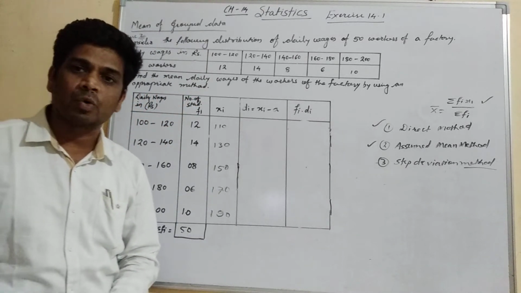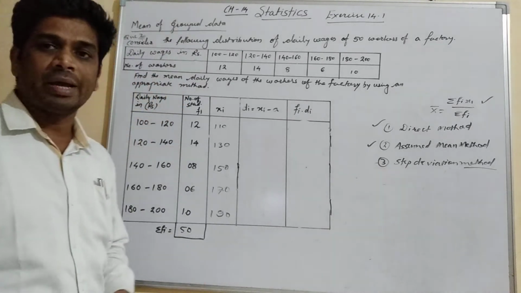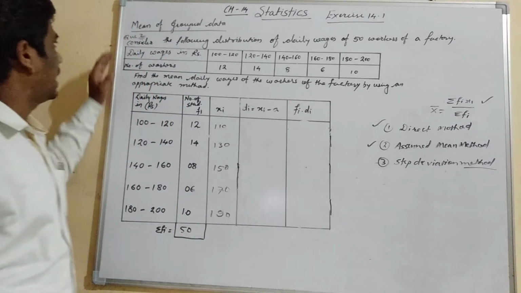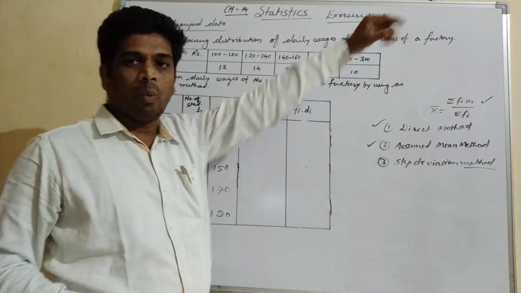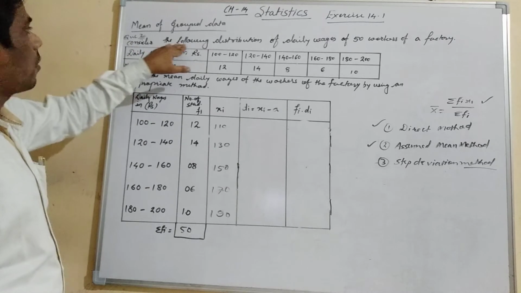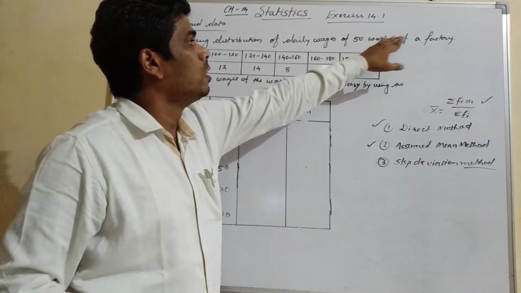Today let us learn how to find the mean of the group data. There are several methods to find the mean. So let's take one example. I took here question number 2 of exercise 14.1. Consider the following distribution of daily wages of 50 workers of a factory.